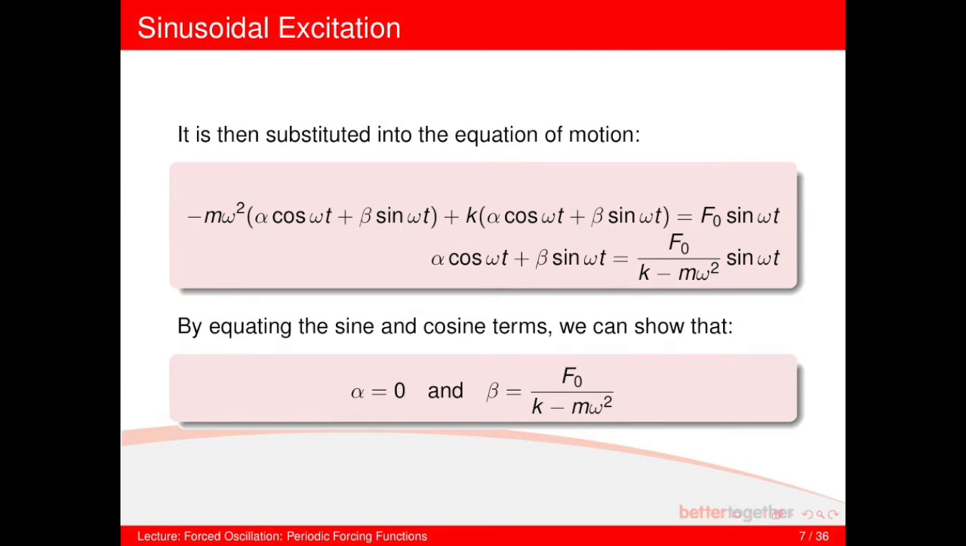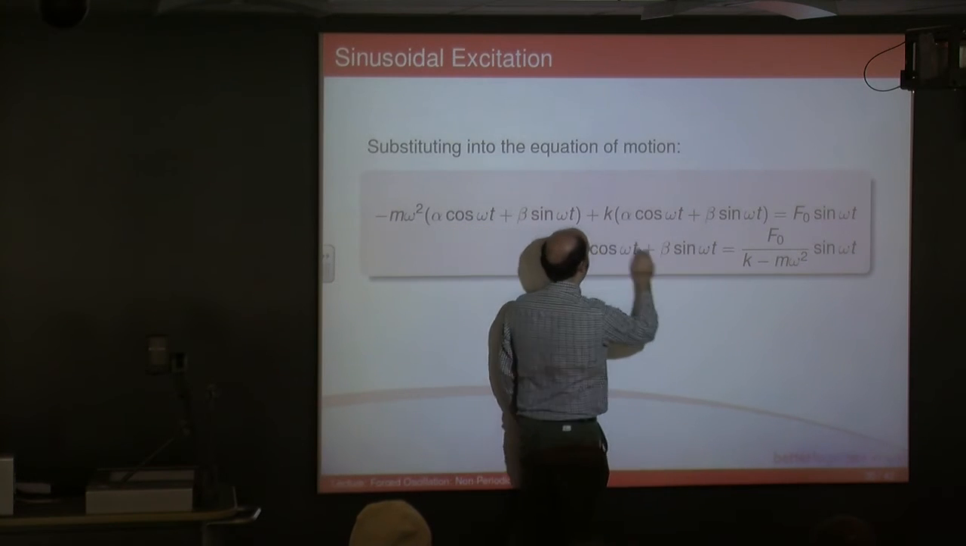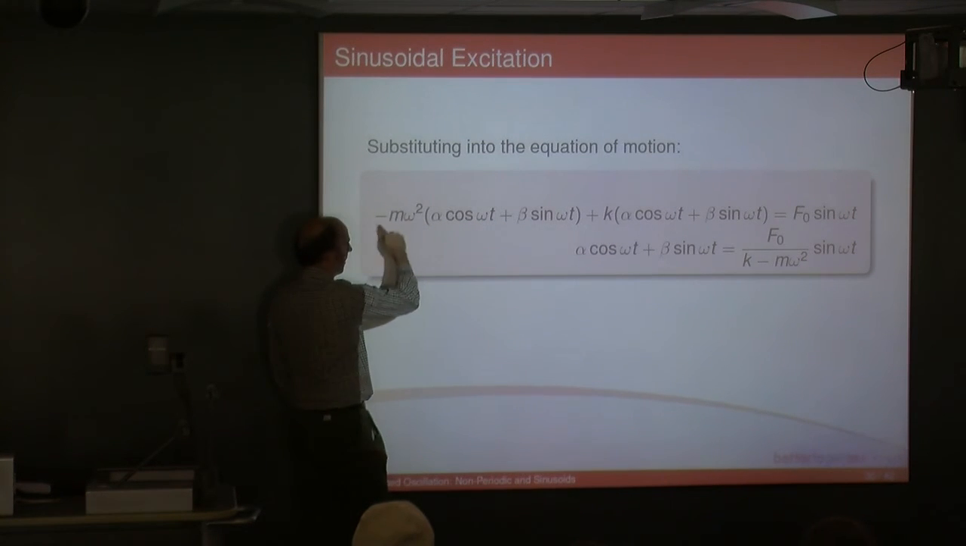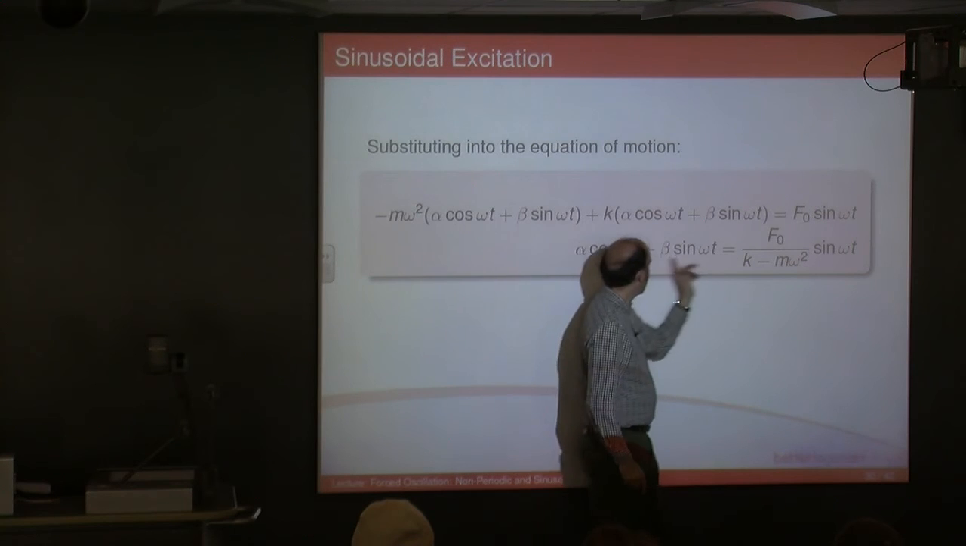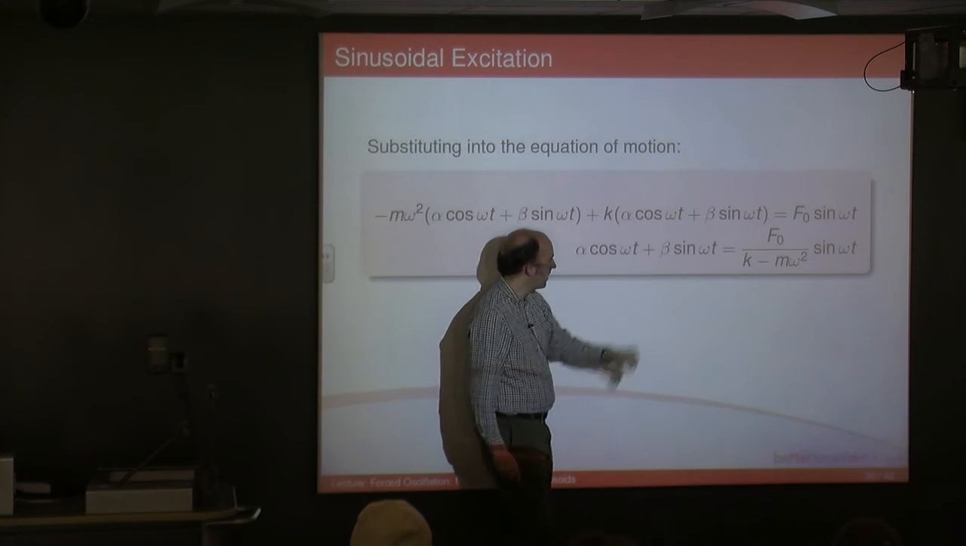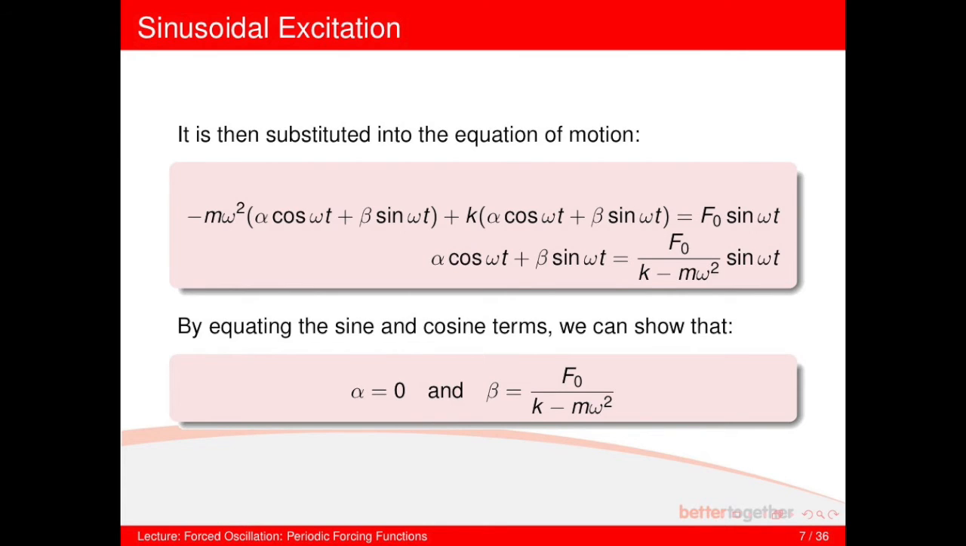And you can see quite clearly that this term and this term are the same. So you take that out, and then you divide by what's left, which is k minus m omega squared. So that drops down here, and you end up with alpha cosine omega t plus beta sine omega t equaling the forcing function, f naught sine omega t, divided by this k minus m omega squared.